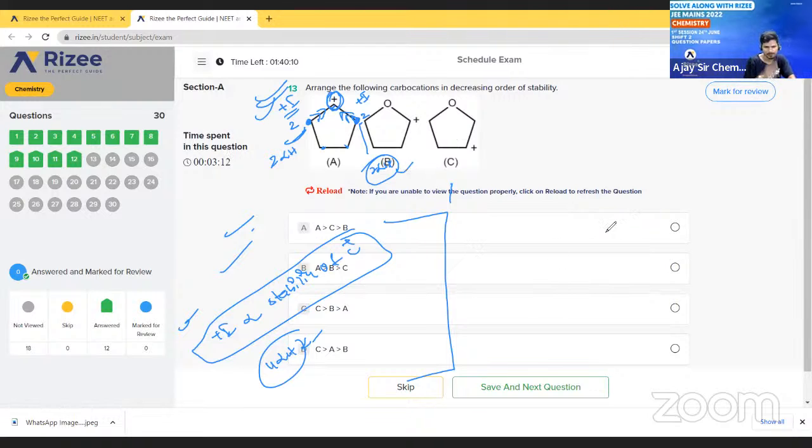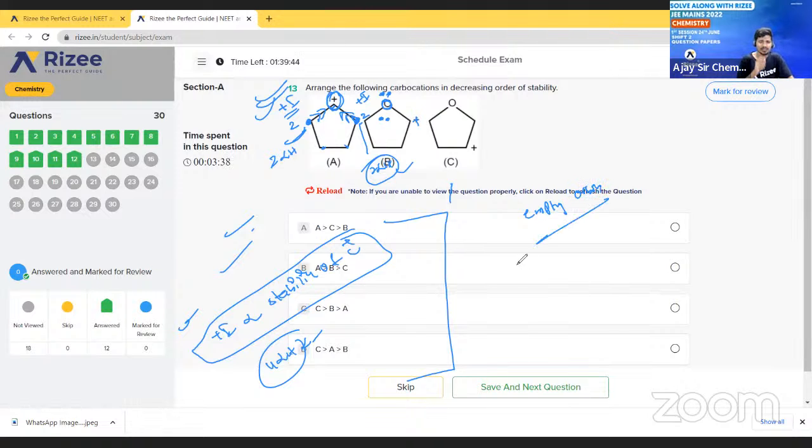See this option B. This oxygen contains what? This is very important. It contains a lone pair of electrons. And this carbocation is an electron deficient species. And very important, the carbocation has an empty orbital.